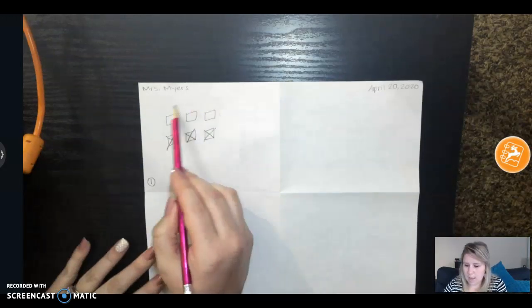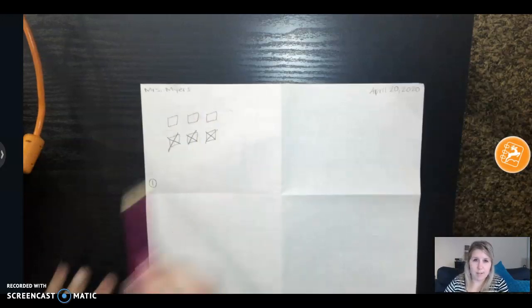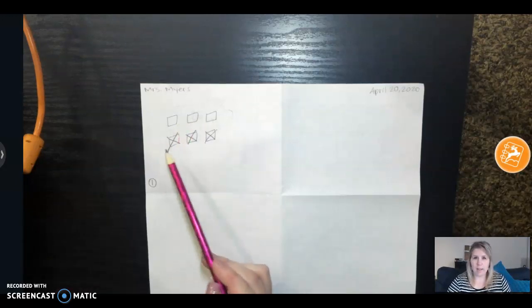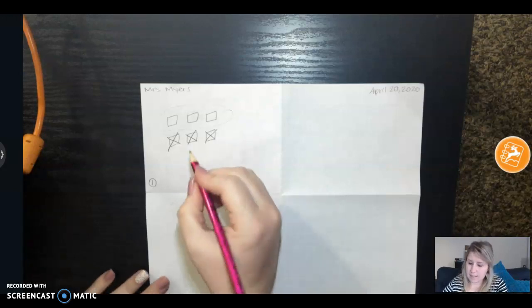So let's look. How many are left? 1, 2, 3. Now we read it, we thought it, we showed our thinking, but our last step is to write it. What could we write that shows our thinking? I have it. We can write an equation. So we started with 6 pigs.